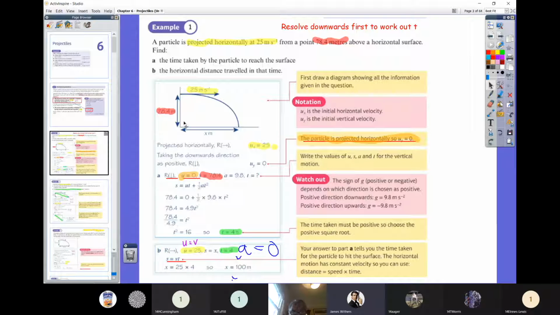With all of these, you're going to start off by drawing a diagram. So with example 1, we're told that a particle is projected horizontally at an initial speed of 25 meters per second. So that in our diagram is obviously that. And we're doing this from a point 78.4 meters above a horizontal surface. So we've got that distance being there. And we're building up to working out what x is, the horizontal distance traveled.